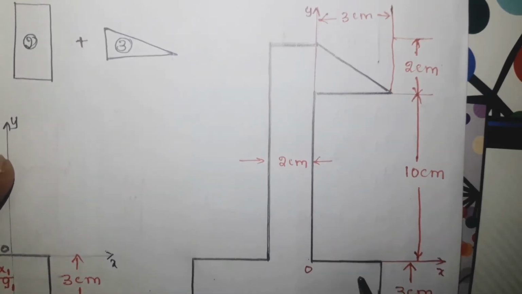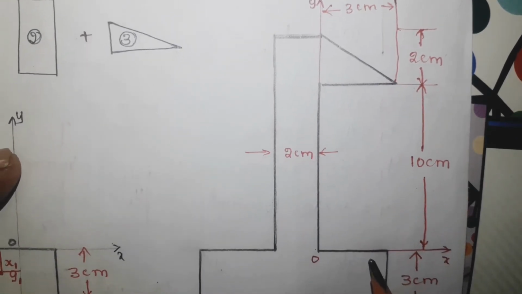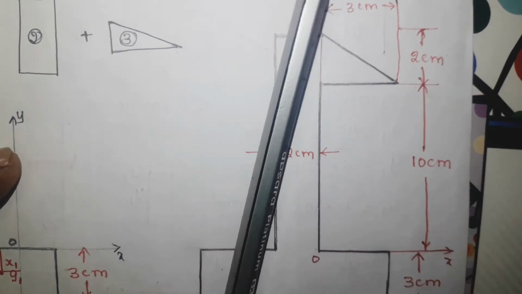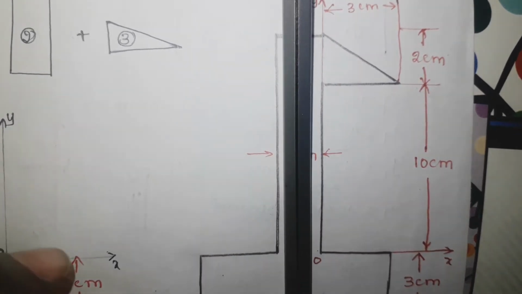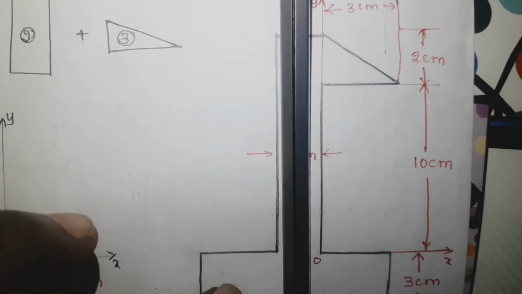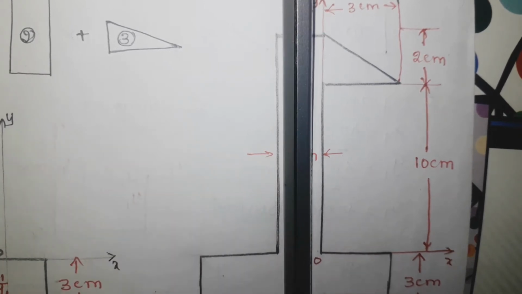First we will check the axis symmetry of this problem. So this is the y axis and it cuts the object into two parts, one part and second part. Now you see here these two parts are not symmetrical.